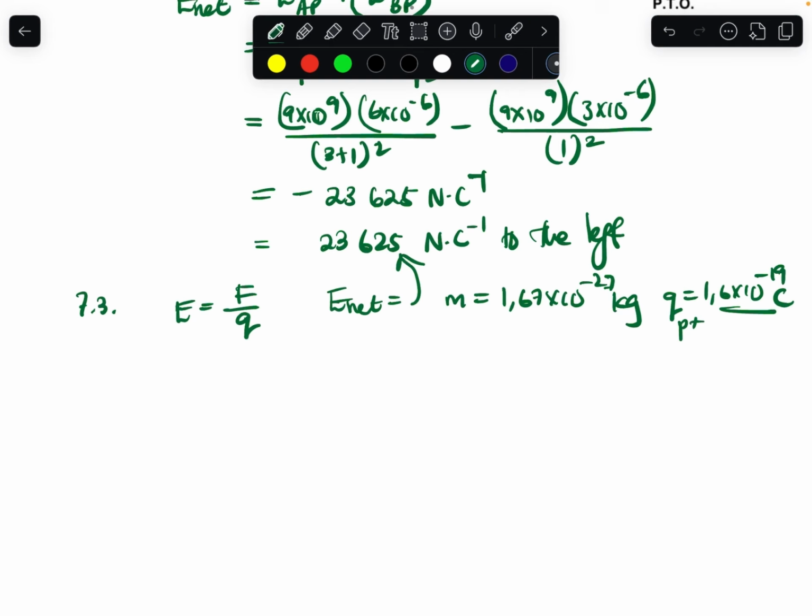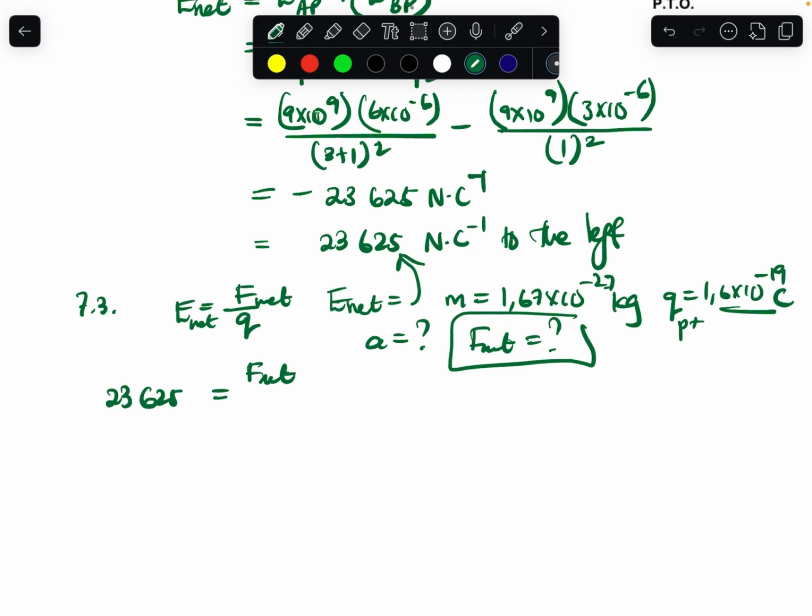It's a constant. And then that means in order for us to get the acceleration, we must get the F net, right? So this is the first thing that we're going to get through this formula. We use the E net to get the F net. So the E net is 23,625. We want the F net. And then we use the charge, which is 1.6 times 10 to the power negative 19. And then when we cross multiply, we get the F net. Our F net is 3.78 times 10 to the power negative 15 newtons.